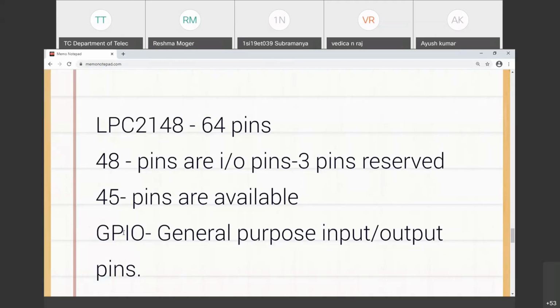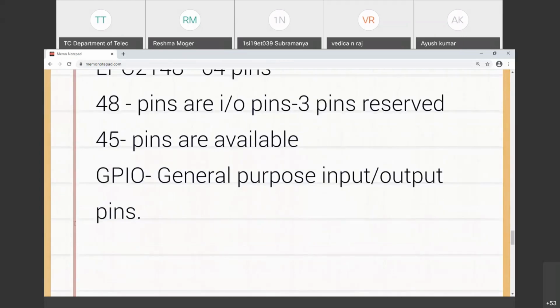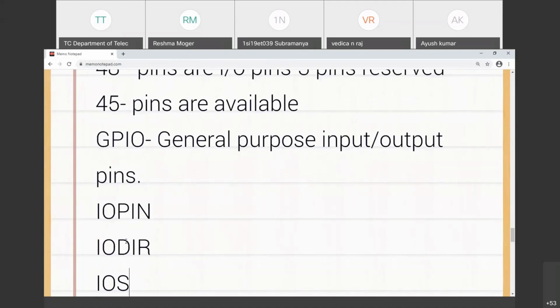What are those registers which are utilized for programming IO ports? Please remember, how many IO ports are there and how many IO registers are there, that we will see. So I will just list the registers now. I have registers which I call IO pin register, IODIR, IO set, and I have pin select register, pin select. These are the registers. What are these? 32-bit registers.